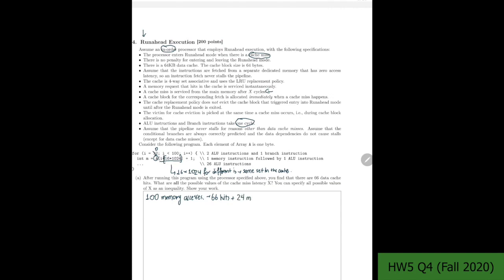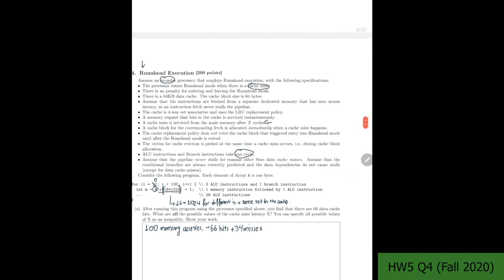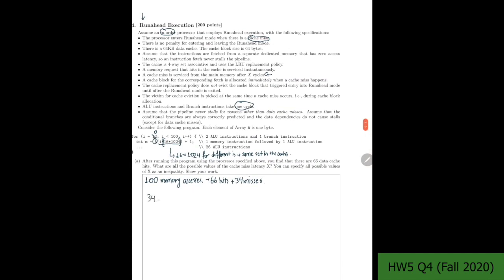No, sorry, not 24, 34. 34 misses. Okay, for 34 misses, what do we want? We want 34 misses, and for every miss, we need to prefetch two things. So if we prefetch two things, we will end up having prefetched 68 cache blocks, and this can lead to the 66 hits. So for every miss, we will prefetch 2 times, which means that whenever Runahead prefetches, it will prefetch 2 blocks ahead.